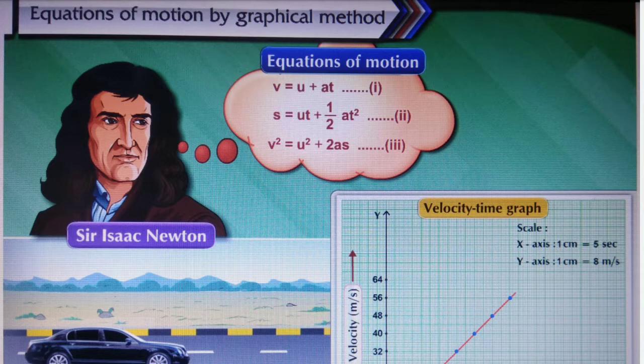Observe the picture. The scientist Newton studied the motion of an object and gave a set of three equations of motion. Equation number 1: v = u + at. Number 2: s = ut + 1/2 at². And number 3: v² = u² + 2as. These relate the displacement, velocity, acceleration and time of an object moving along a straight line.